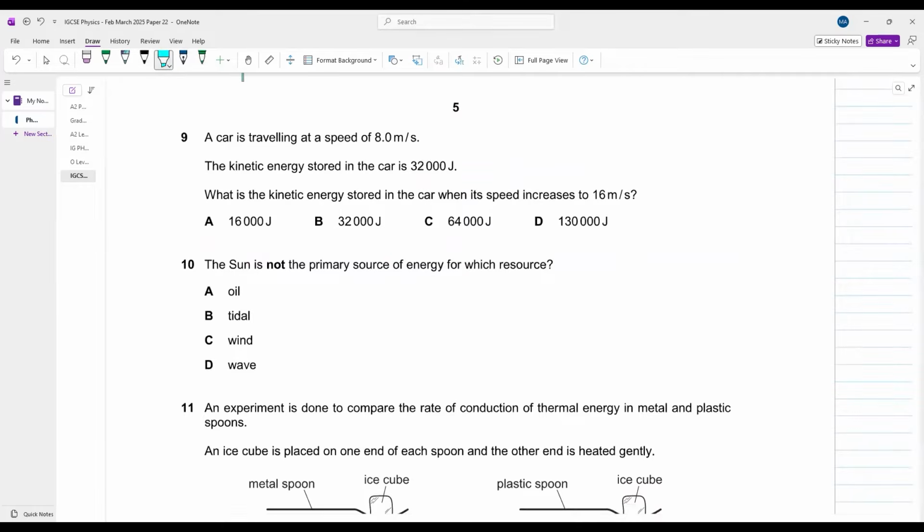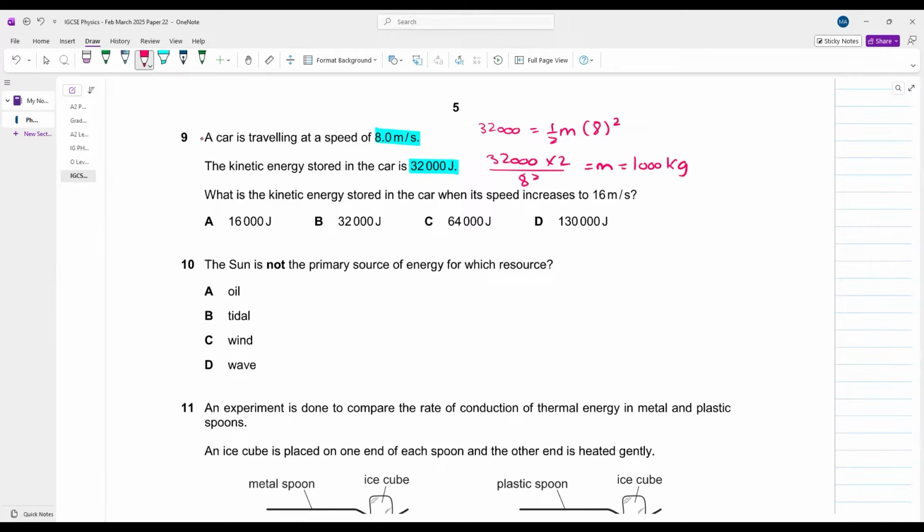A car is traveling at a speed of this. The kinetic energy stored in the car is this. Okay. Can you calculate the mass of the car? Yep. 32,000 is equals to 1 upon 2 into mass into velocity, that is 8 ka square. Can you calculate the mass? Yes. 32,000 multiplied by 2 divided by 8 ka square is equals to your mass. Can you calculate the value of mass, beta? Mass की value निकाल सकते हो? Yes or no? Yep, mass comes out to be 1000 kg.